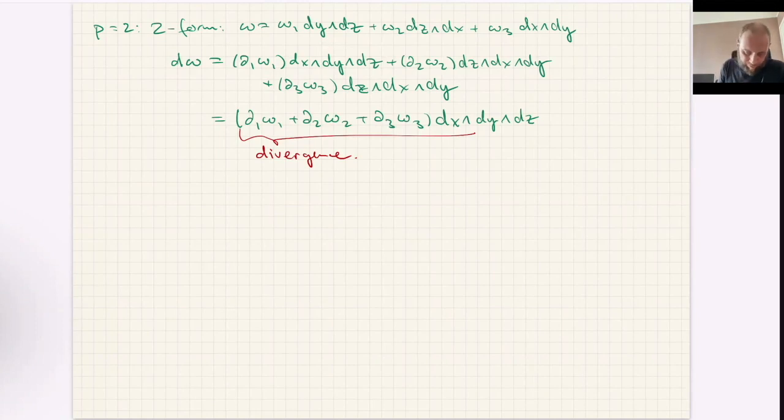Finally, for p equal to 3, well, then omega is equal to whatever function you have, call it omega 0 dx wedge dy wedge dz. There is nothing that you can wedge in here without getting 0, so the d omega would just be equal to 0. There are no 4 forms in 3 dimensions.